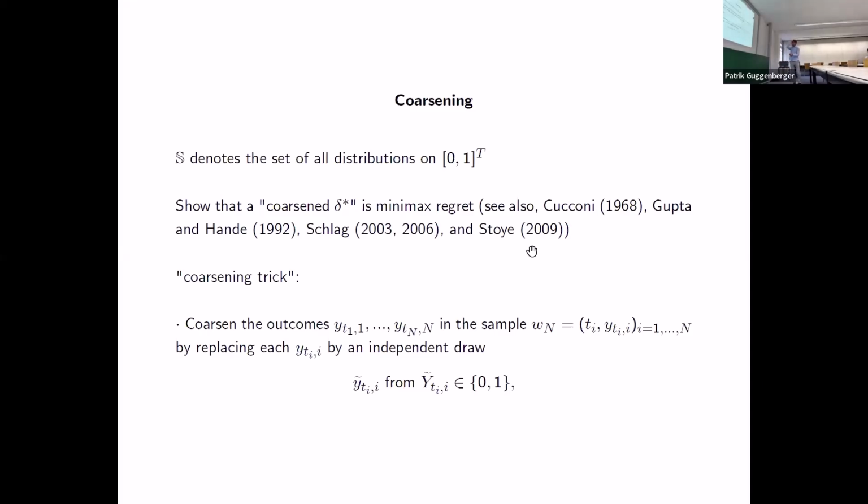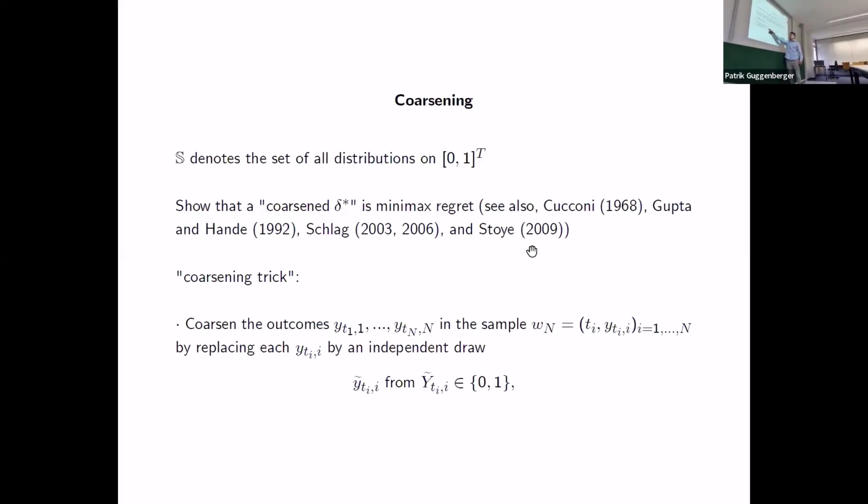So, okay, I'll talk about this. Let's now assume that potential outcomes live on the unit interval, and I want to discuss the coarsening trick. How can we generate analytically a minimax regret rule if we have a minimax regret rule for the binary case? Okay, what you do is the following. Let's assume that this is the data set that you observe.